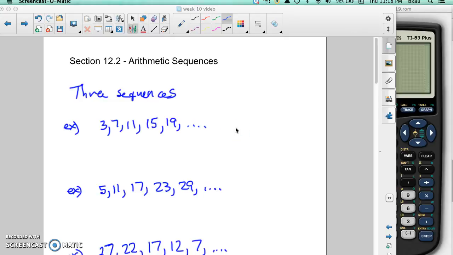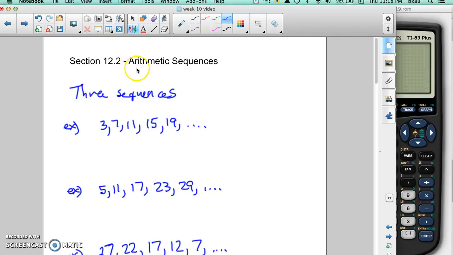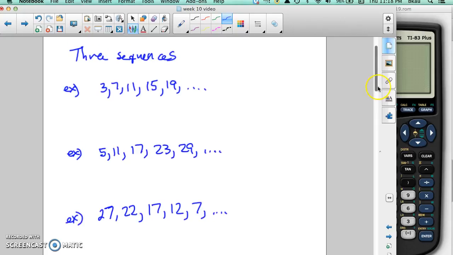Hello, and in this video we're going to look at a specific type of sequence, an arithmetic sequence, and I'm going to give you three examples of this type of sequence. The first example is 3, 7, 11, 15, 19. Second example is 5, 11, 17, 23, 29, and the third example is 27, 22, 17, 12, 7.